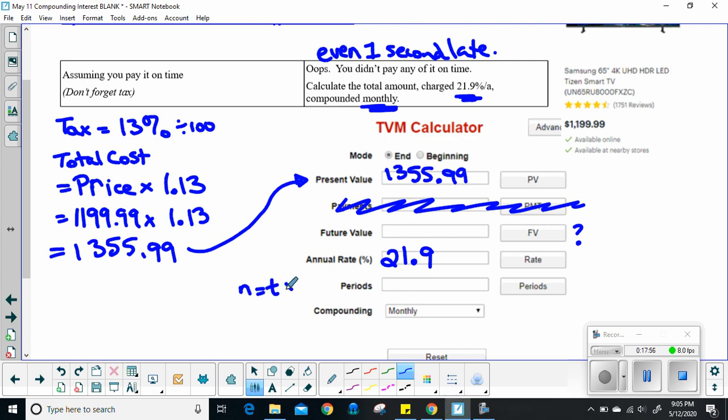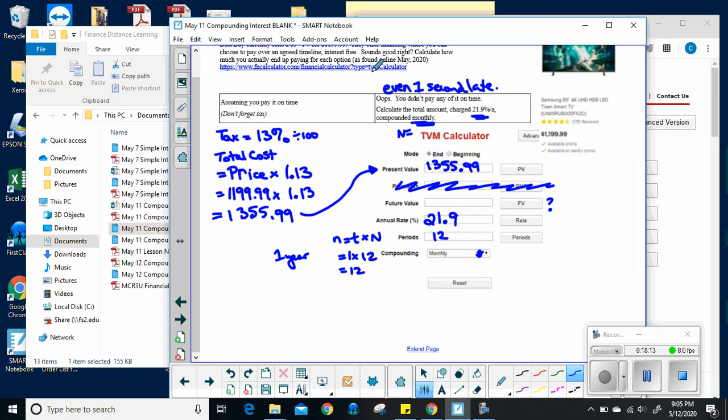Okay. So that's our T times n. So if we assume that we're going to pay it off in 1 year, well, we've got the monthly, so there's my n value. So we've got 12 periods, okay? And we're doing monthly, so we're going to leave this as is. So let's see what that looks like.